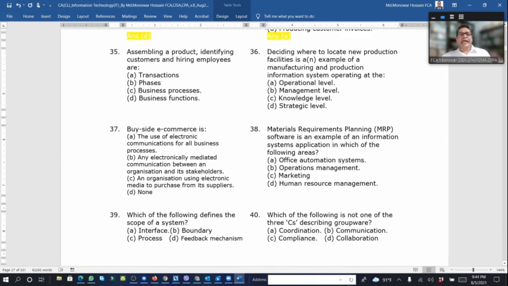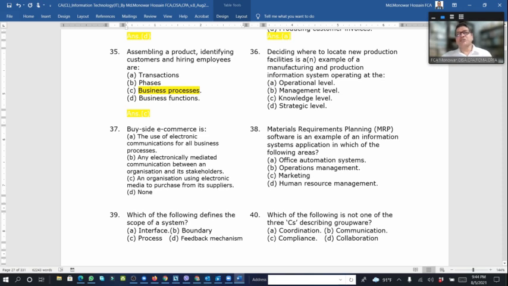35. Assembling a product, identifying customers, and hiring employees are what? Business functions, business process. Assembling product, identifying customer, hiring employees, overall organization activity. Sometimes it may be called a function, but here the answer is business process. So this is the confusion. What would be the answer? Here it is process.